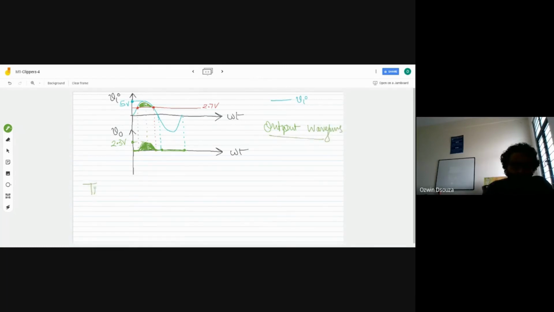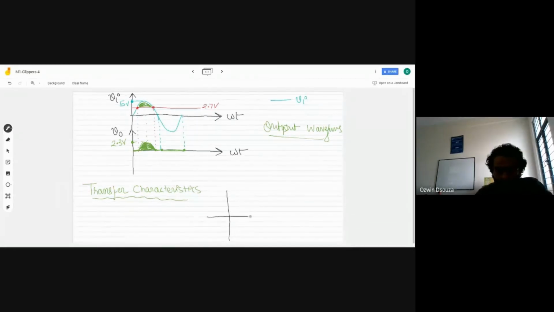Finally, let us draw the transfer characteristics. Okay, so how will you draw the transfer characteristics? Draw the axis. Okay, this is your positive half cycle of the input. This is your negative half cycle of the input. I mean, the scale you have chosen. This is where I'm going to project the positive output voltage, and this is where we are going to project the negative output voltage. Okay.